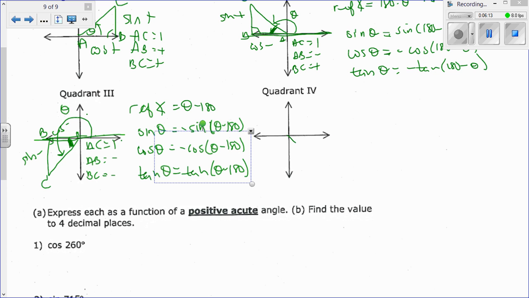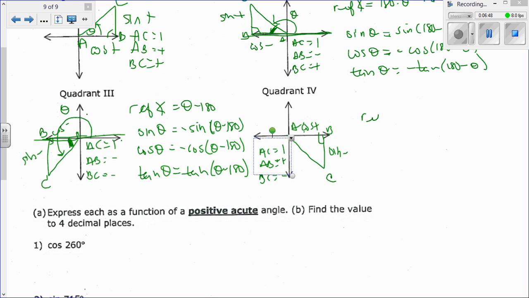In quadrant 4, my reference triangle looks like so. This is still A, this is still B, and this is C. AC is equal to 1, AB would be positive, and BC would be negative. Okay, sine is in a negative direction here, cosine is in a positive direction.